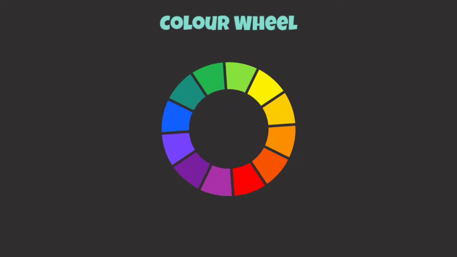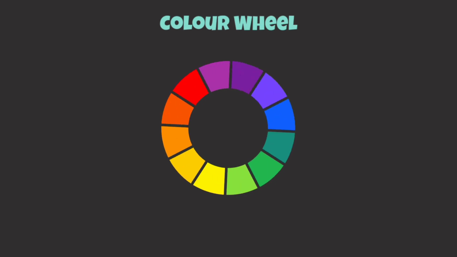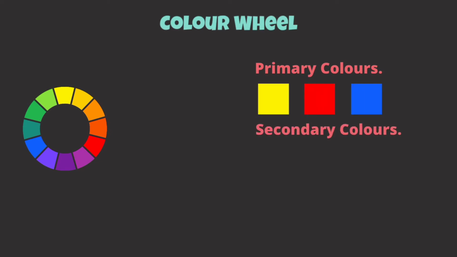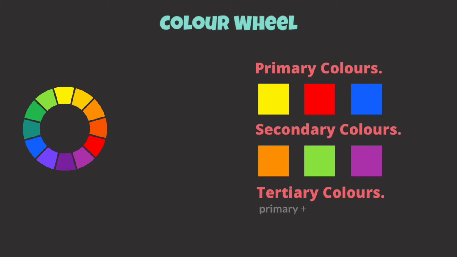The color wheel is the easiest way to understand how colors relate to each other as we see them. They are divided up into the primary colors, which are made up of yellow, red, and blue. The secondary colors, which are the combination of the primary colors, for example, orange, green, and purple. The tertiary colors are the blends between the primary and the secondary colors.